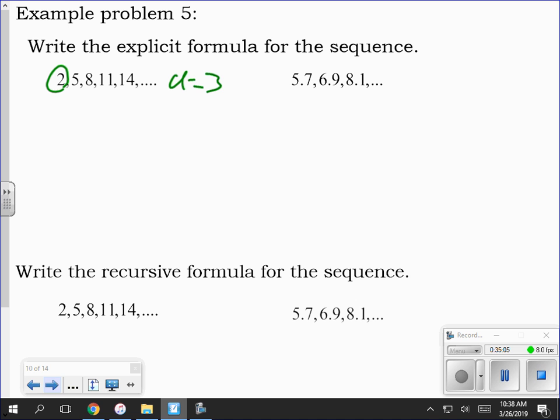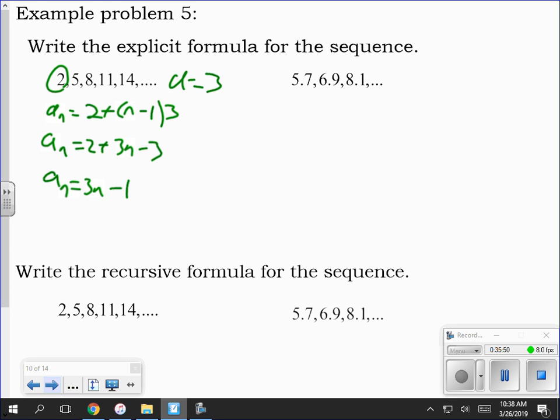So for the explicit formula, you plug A sub 1 in here, you plug in D, and then simplify. You can't solve, but you can simplify. So A sub n equals A sub 1, which is 2, plus n minus 1, because we don't know what n is, times 3. And then you simplify. Distribute the 3. A sub n equals 2 plus 3n minus 3. Combine like terms. A sub n equals 3n minus 1. That's my explicit formula. It's not hard to find, is it? It's really not hard to find.